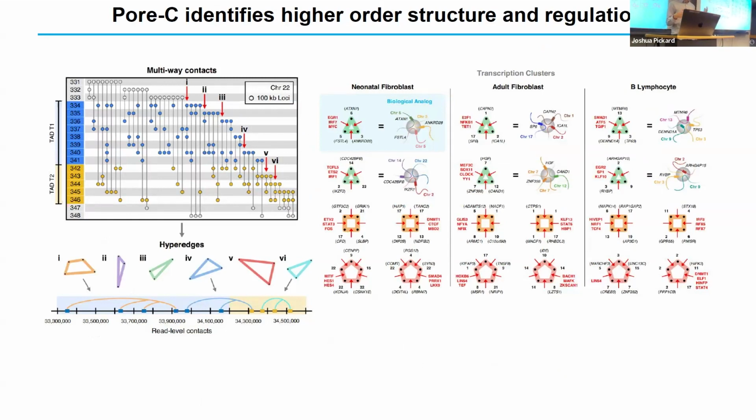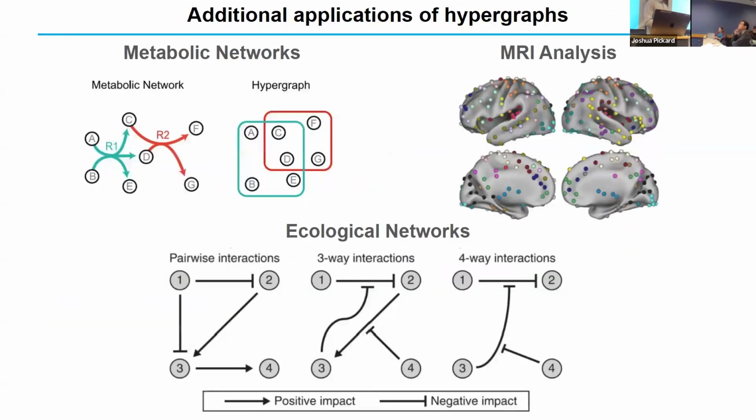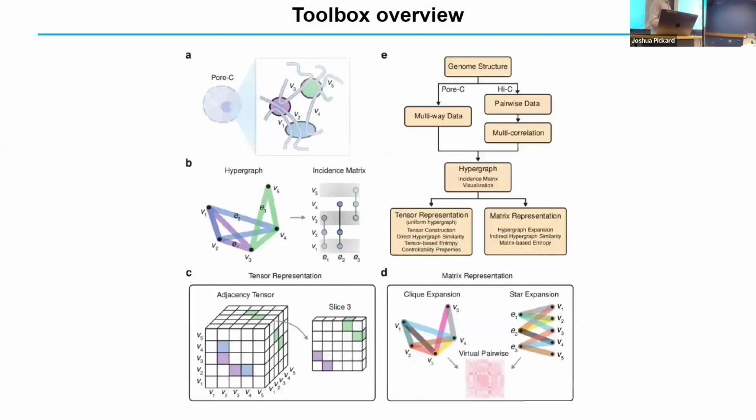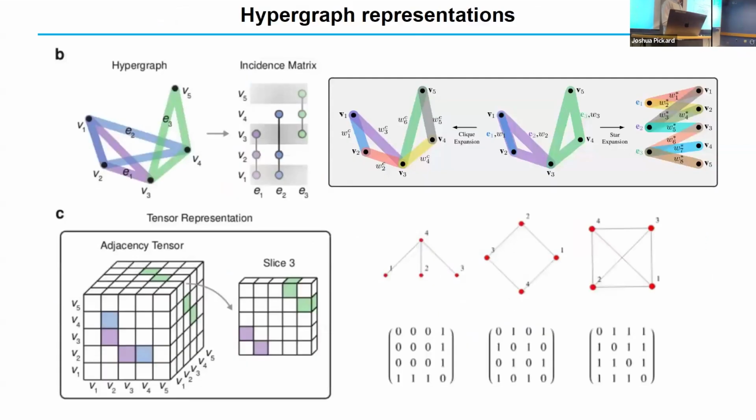But if we have a graph or a hypergraph where all hyperedges contain 3-way interactions or 4-way interactions, we call that uniform. And that becomes a little bit important for how we represent these as tensors. So I guess that's actually a good segue into, how do we actually represent these hypergraphs? This is a figure that we made outlining all the different things we can do with this toolbox. And now I'll go through and talk about them each a bit.